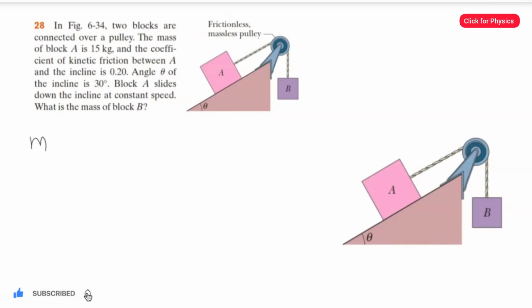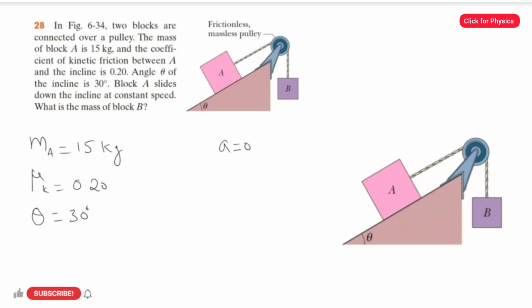The mass of block A is given as 15 kg. I just named it MA, which means mass of block A. The coefficient of kinetic friction mu k is given as 0.20, and the incline is kept at an angle theta equal to 30 degrees. Block A slides down the incline with constant speed, so the acceleration of block A and block B is considered to be 0. Why? Because if any object is moving at constant speed, the acceleration of that object is equal to 0.